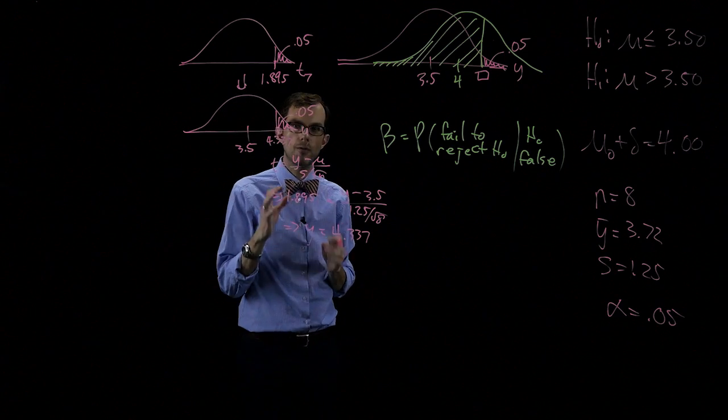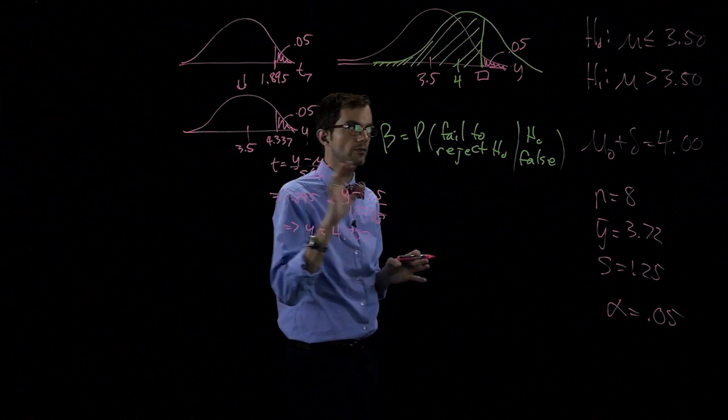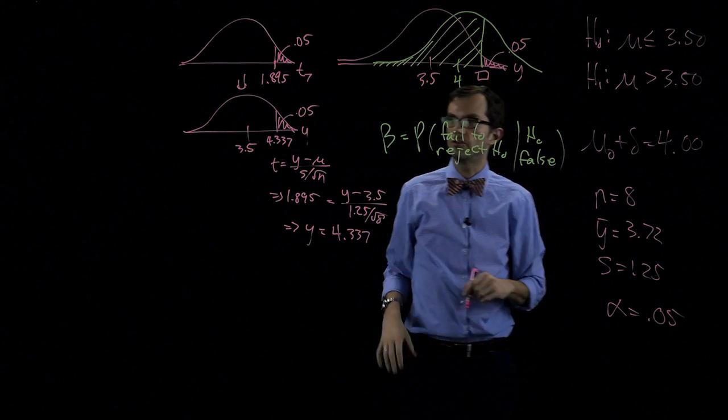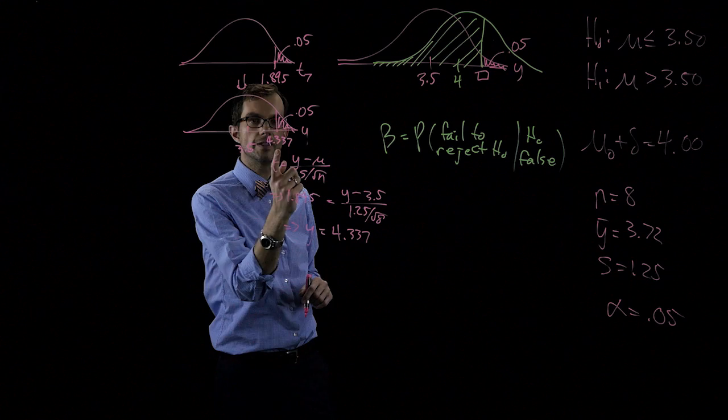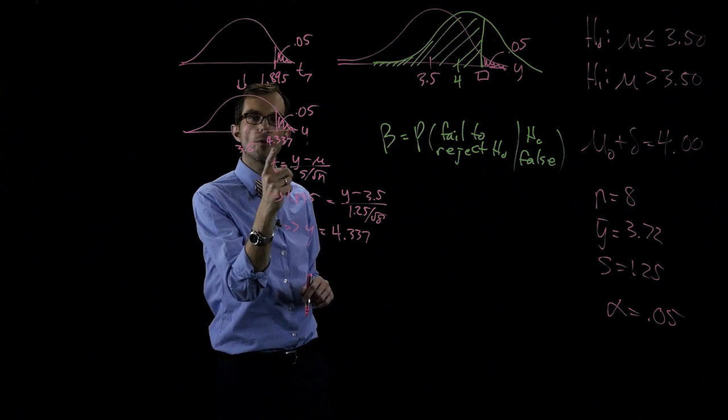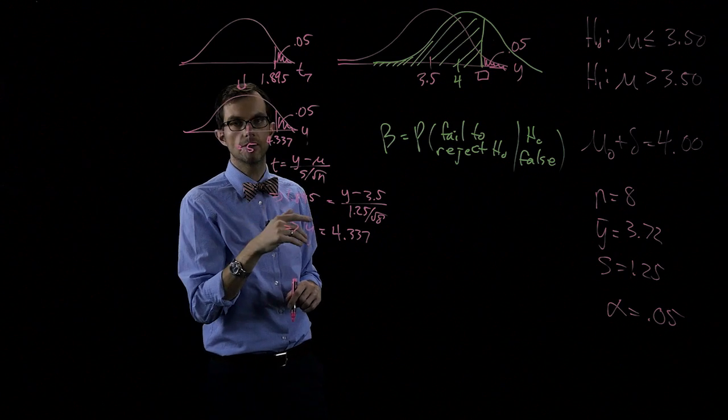This value right here is 4.337. Essentially what we're saying, and we don't do this whenever we just answer hypotheses directly, is that if our sample mean is less than 4.337, we don't reject the null.